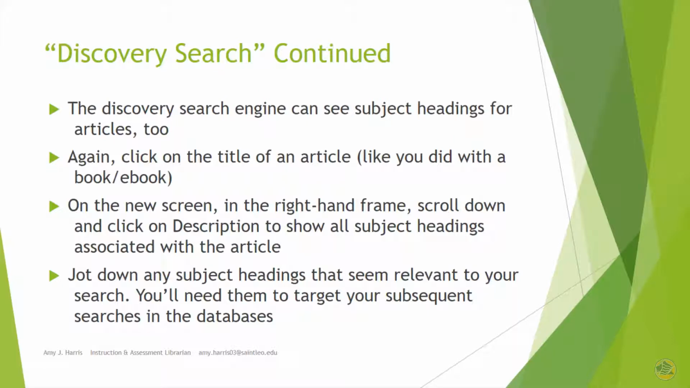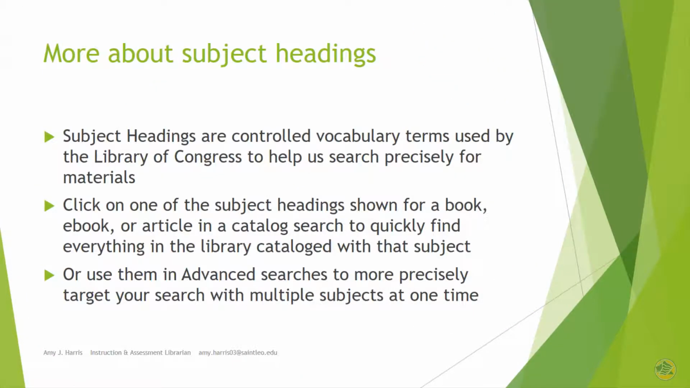You'll want to jot down any subject headings that seem relevant to your search. You'll need them to target your subsequent searches in the databases. Subject headings are controlled vocabulary terms used by the Library of Congress to help us search precisely for materials. Clicking on one of the subject headings shown for a book, ebook, or an article in a catalog search quickly finds everything in the library catalog on that subject. Or you can use them in advanced searches to more precisely target your search with multiple subjects at one time.